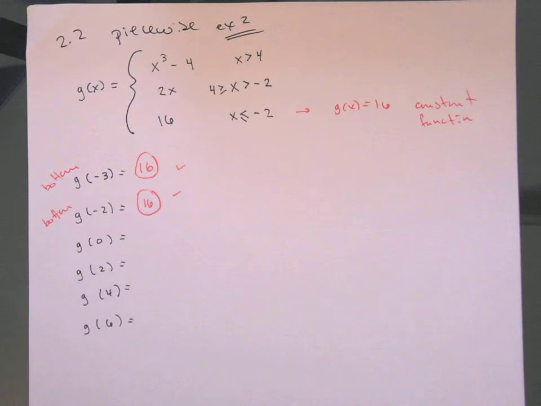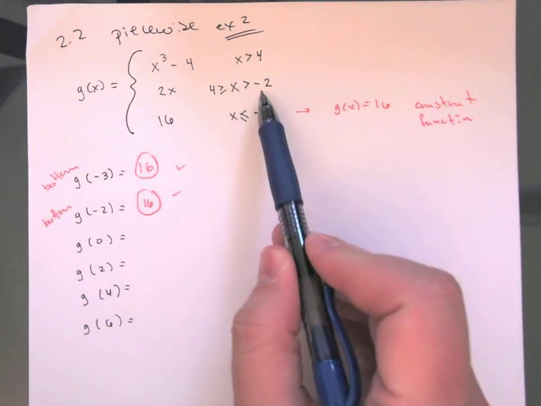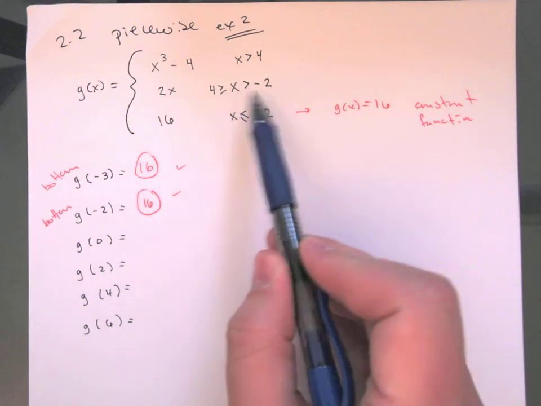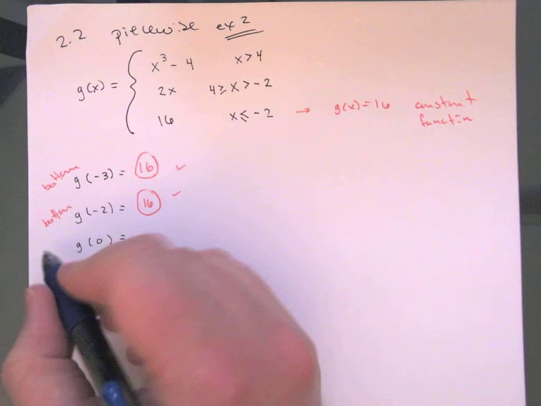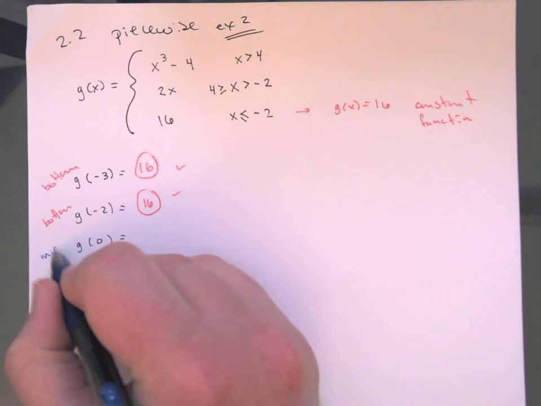That's what you would expect. X equals 0 is obviously between, right, positive 4 and negative 2. We're definitely in between these two values, so that's going to send us into our middle formula.